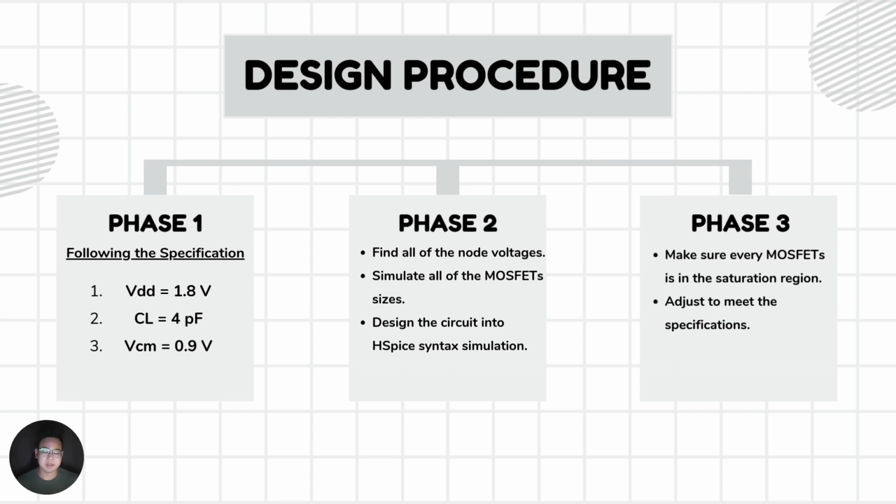For this project or design procedure, we're gonna follow these 3 phases. Phase 1 is the specification mentioned, which is stated on the slide here. Phase 2 is to find all of the node voltages, simulate all of the MOSFET sizes, and also design the circuit into HSPICE syntax. And the third phase will be making sure the MOSFETs are in saturation region and also meet the specifications.